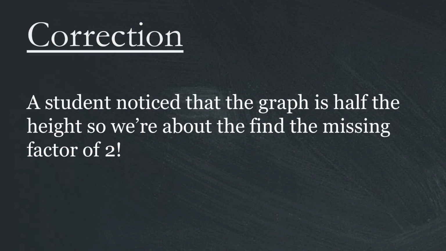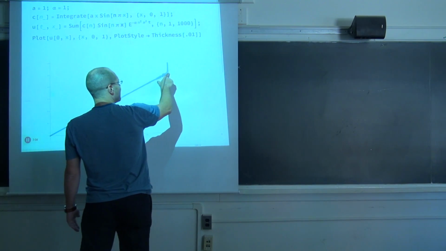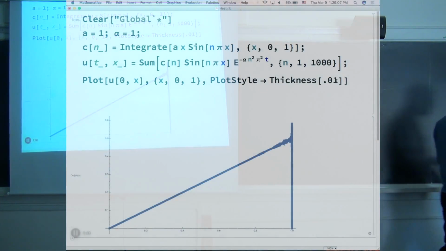Yes? And it's 0.5. So I think we're missing a coefficient of 2 somewhere. Where? In the C sub n?